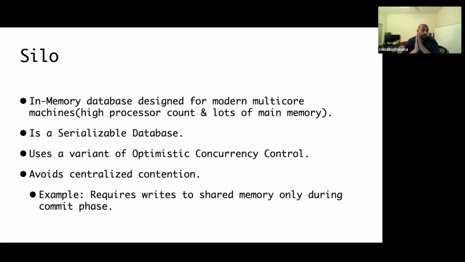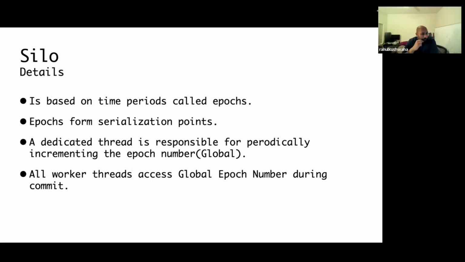But here, Silo tries to avoid the centralized contention. For example, writes to the main memory are only required during the commit phase. We'll go more into the details, but this is the high level idea of what Silo is. And Polaris uses Silo, builds on top of Silo, you can say that. So some details: I'm mostly talking about Silo through the lens of Polaris and things that will help us understand the semantics and guarantees of Silo.